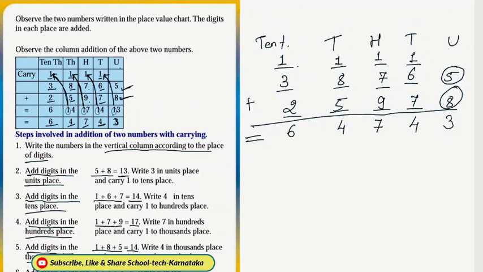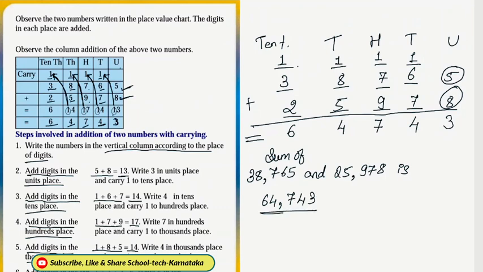10,000s place. So therefore the sum of 38,765 and 25,978 is 64,743. So this is our final answer.